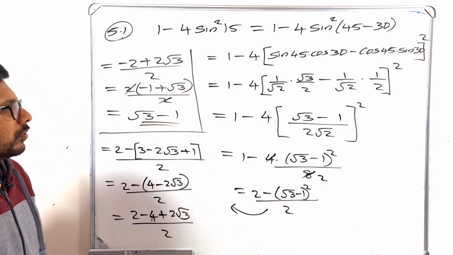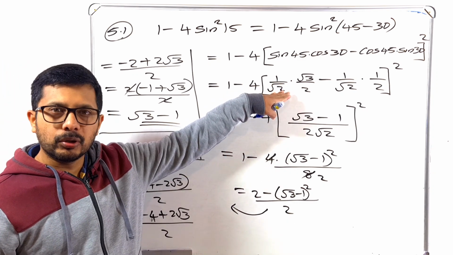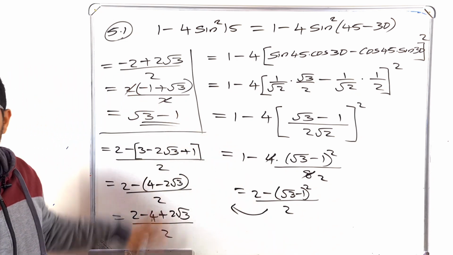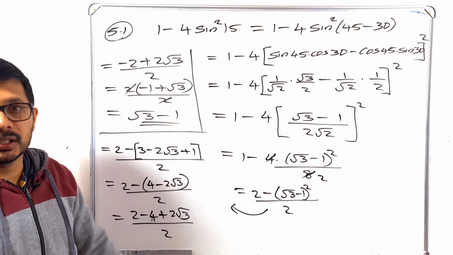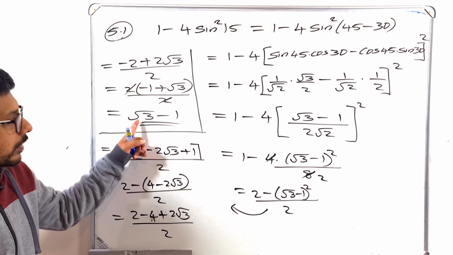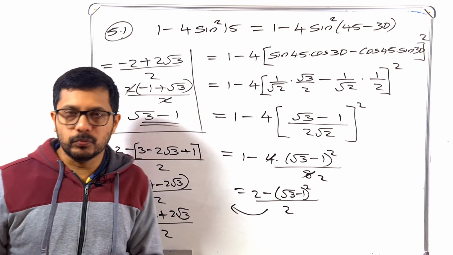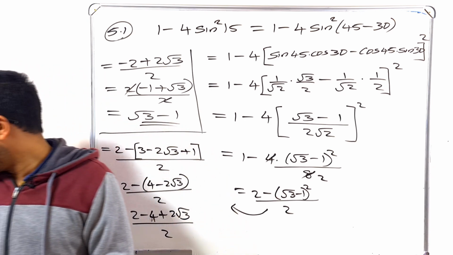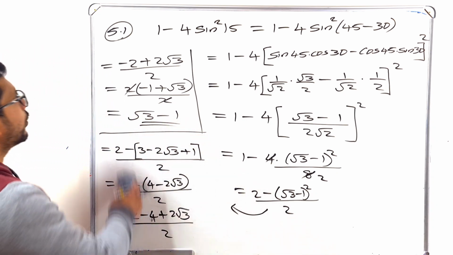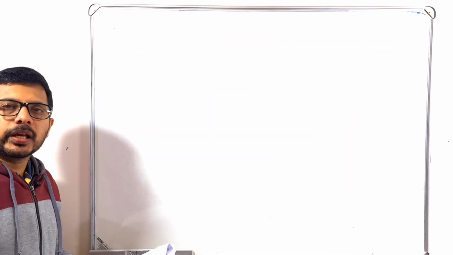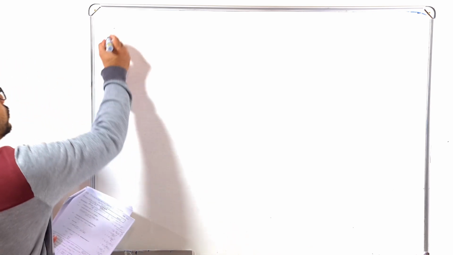Okay, so only up to here is trigonometry, then the remaining things are just algebra section. You have to know the number calculation, that's all. So the answer is root 3 minus 1. So that is the first question, 5.1. Now let's move to the next question, 5.2.